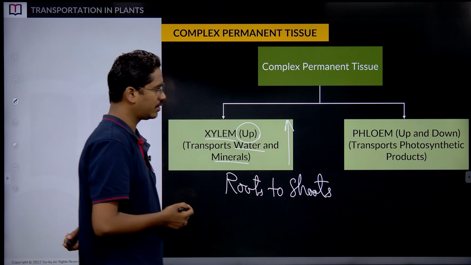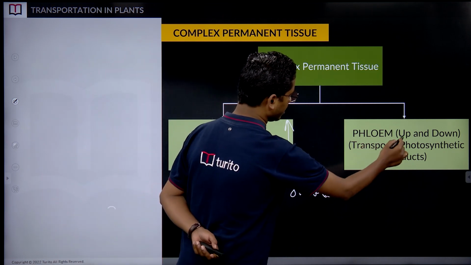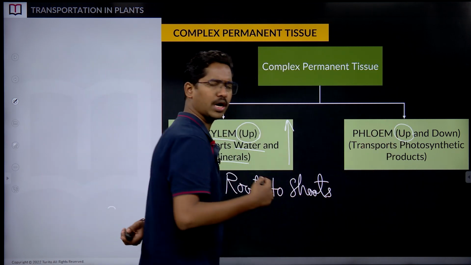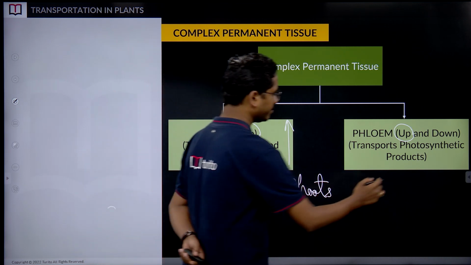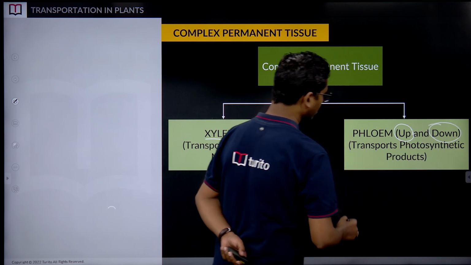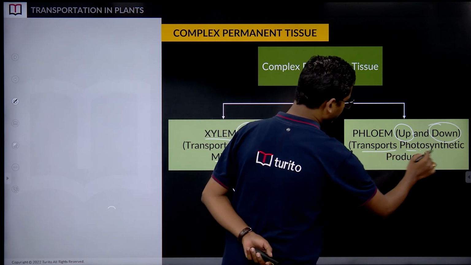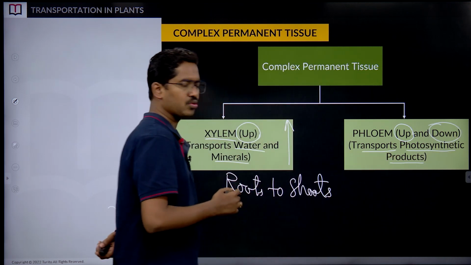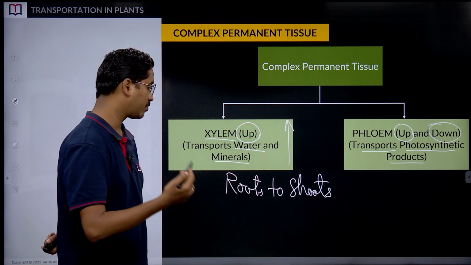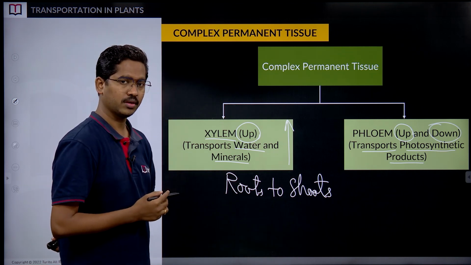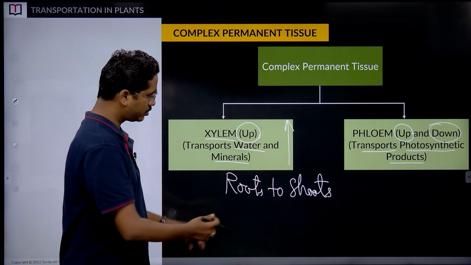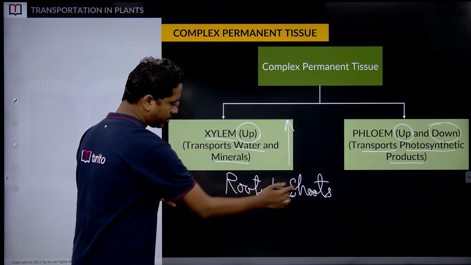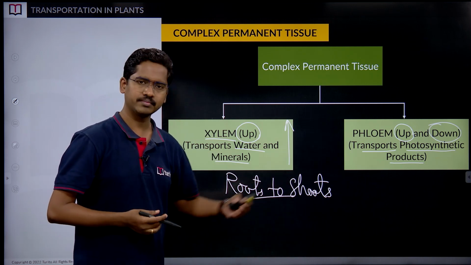Okay. Here if you observe carefully, phloem goes up and down, right and left, everywhere throughout the plant. That is why it is mentioned like this. So, if you see, it transports photosynthetic products. So, when it is said that it transports photosynthetic products, you must ensure one thing. Do you think it is also functioning in the same way, roots to shoot, that is phloem?